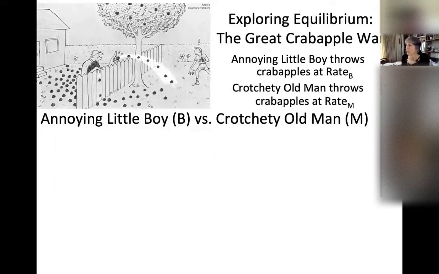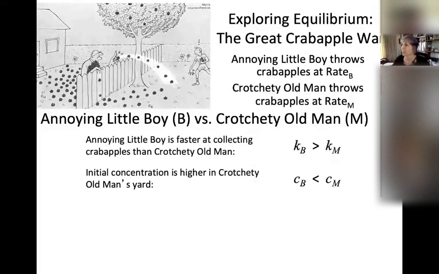So here's the crabapple war. You've got this apple tree, and you've got the annoying little boy throwing the apples over the fence, right? And the crotchety old man throwing the apples back. Now, the crotchety old man moves a little slower, so he's got a lot more apples, which means that he doesn't have far to go to pick them up. But he's just slower. So he's throwing them over. Now the annoying little boy's a lot faster, so he throws them back faster, so that k is higher on the little boy's side.